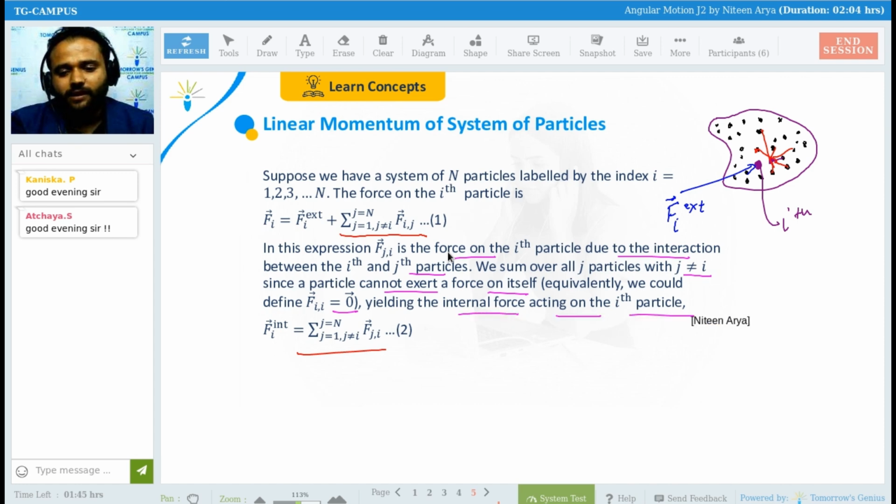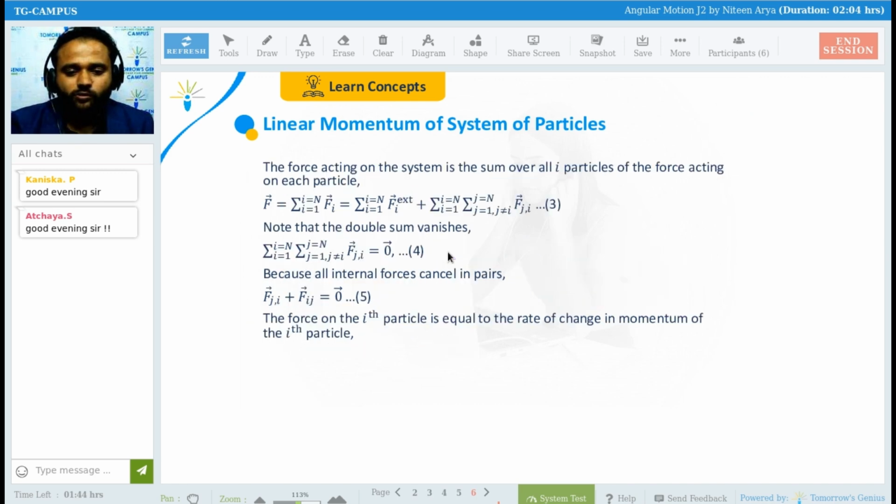yielding the internal forces acting on the ith particle. So that is my internal force on the ith particle from any other jth particle. j can be 1, 2, anything, but not i. If this is the second particle, then j can be 1, 3, 4, 6, 7, 8, 9, but it cannot be 2. Clear?